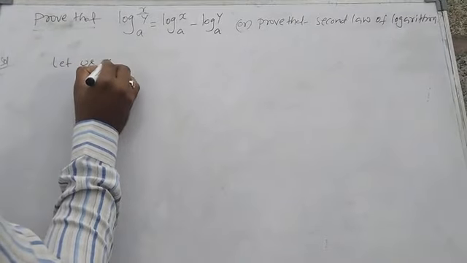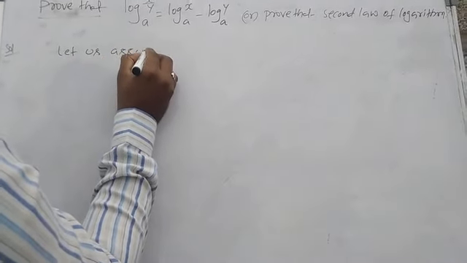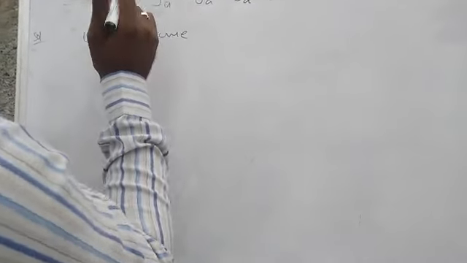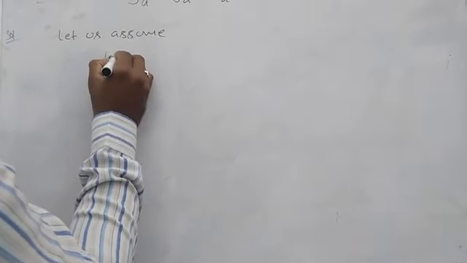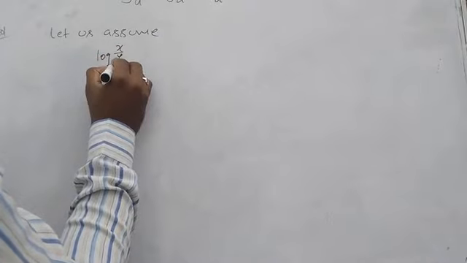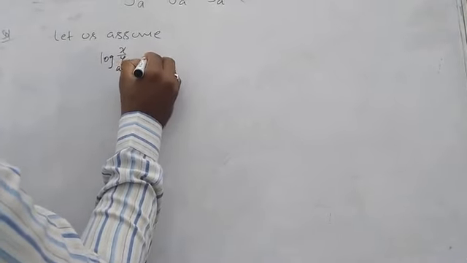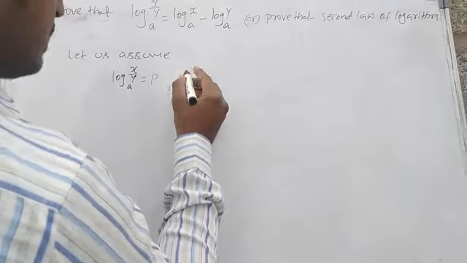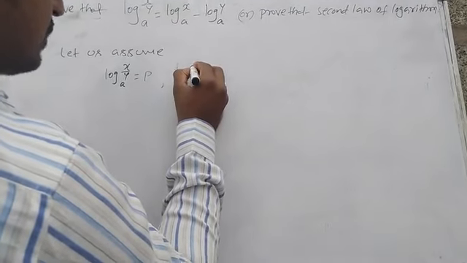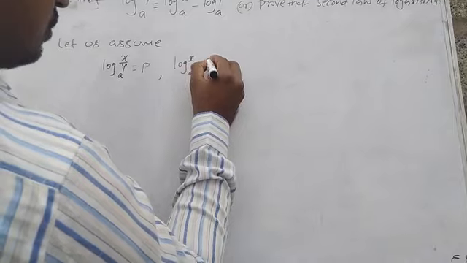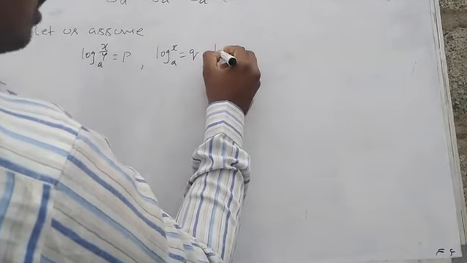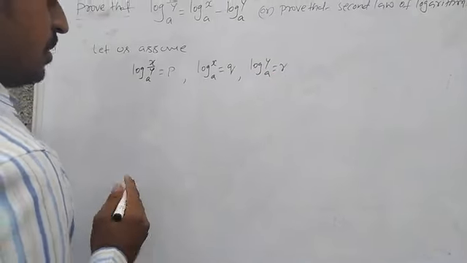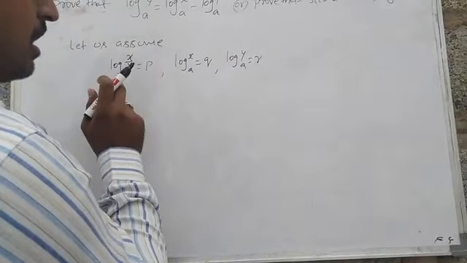Let us assume. What is the left side value? Log of x by y to the base a is equal to p. Next one, in RHS side, first term, log of x to the base a is equal to q. Next, log of y to the base a is equal to r if you assume. Okay, these three are in logarithmic form.